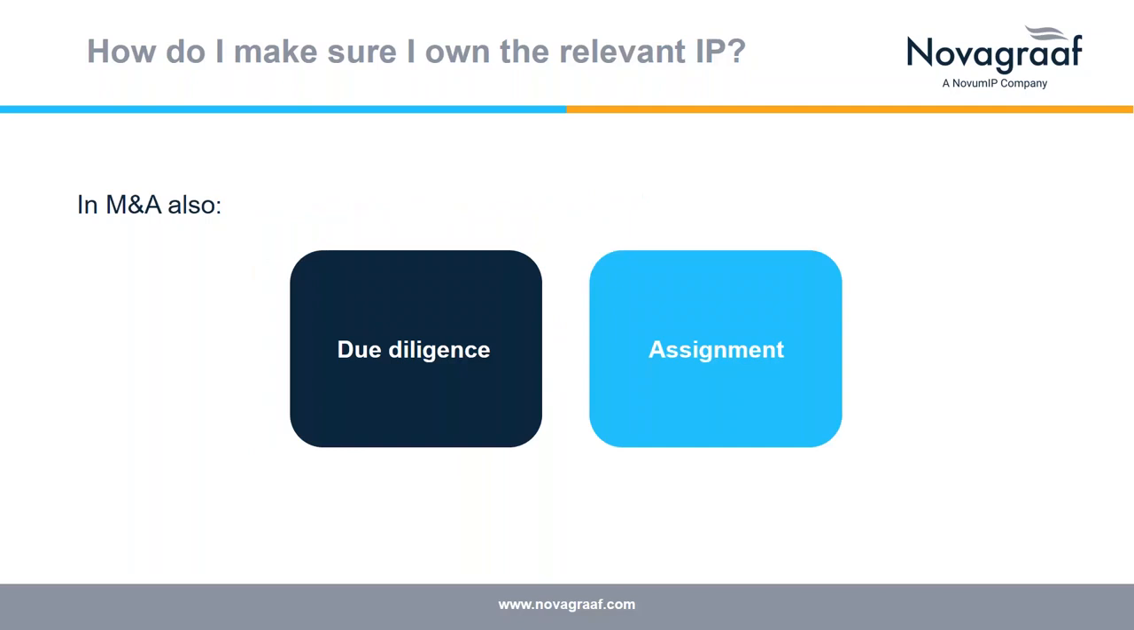Also an important question in how do you make sure you own the relevant IP is in an M&A situation. As already mentioned, in M&A, it is essential to have an external trademark attorney perform a due diligence search to determine what exactly it is you buy. Are there gaps in the portfolio? Are there trademarks under legal procedure? You should know about that before buying the IP in the company. But also, make sure you actually report the assignment of IP rights to your company in the relevant registers.